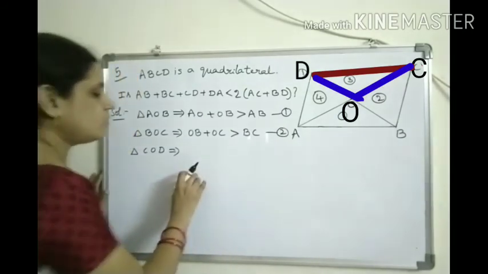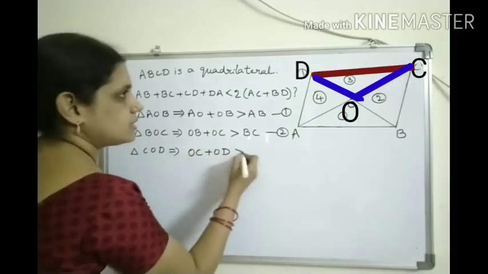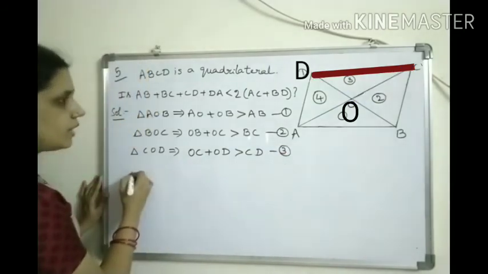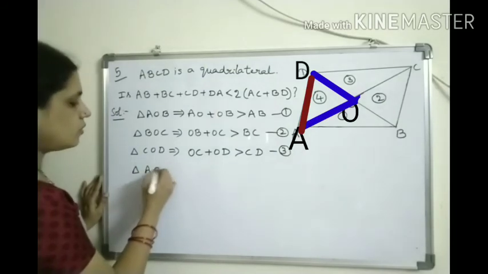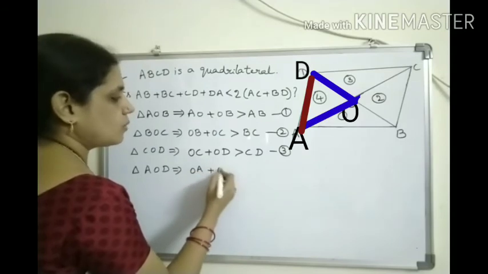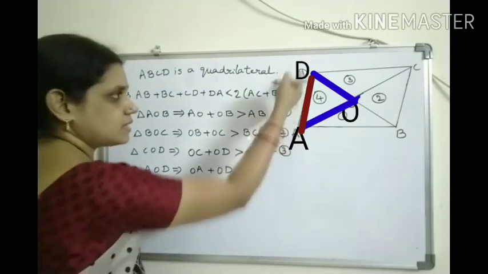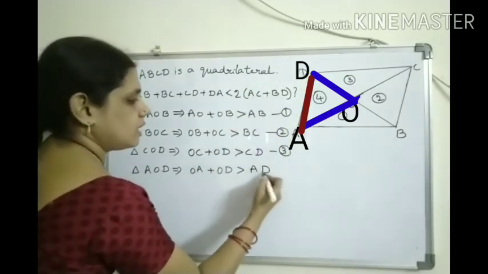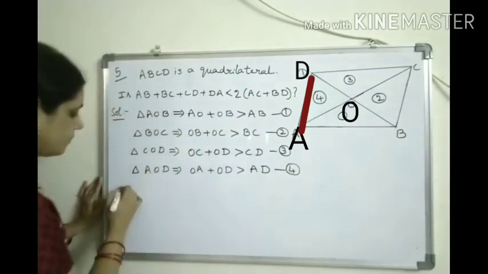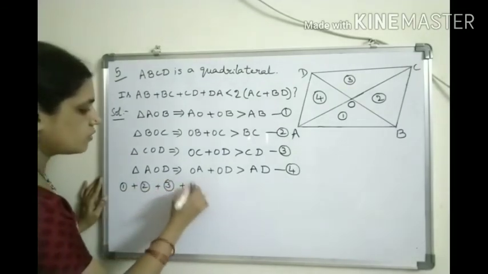Now in triangle COD, OC plus OD is greater than CD. Let it be 3. Now from triangle AOD, here also OA plus OD is greater than the third side, which is a side of the quadrilateral, that is AD. Let it be 4. Now adding all the 4, so 1 plus 2 plus 3 plus 4.